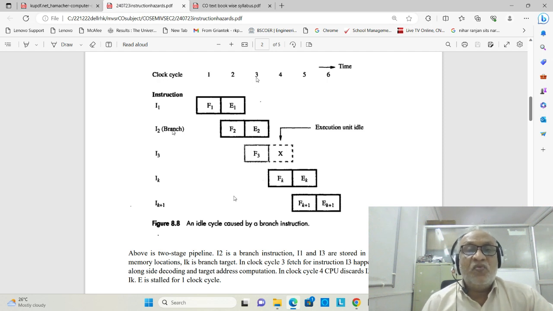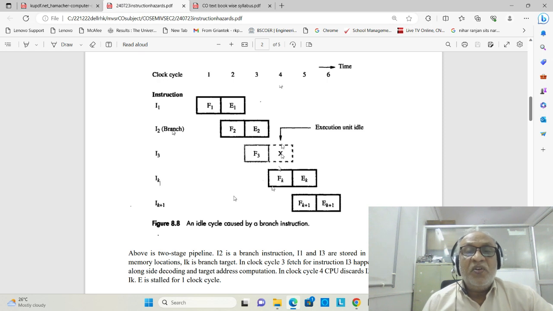At clock cycle 3, what is happening? Fetch of instruction 3 is happening, as well as decoding and target address computation. While in clock cycle 4, the CPU will be discarding I3 because it will not be the latest content, and it will fetch IK instead.